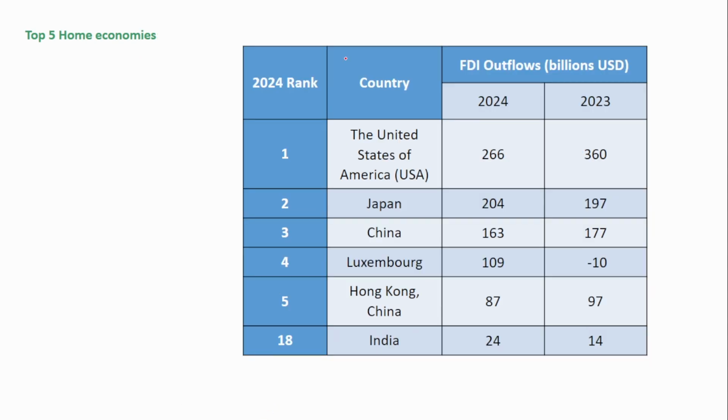Next is top 5 home economies. That is FDI outflows. Maximum FDI outflow is from which country? Again here the first position is USA, followed by Japan, China, again Luxembourg, Hong Kong, and then we are in the 18th position. Again here also you have to remember the top 5 and our rank, that is India's rank.